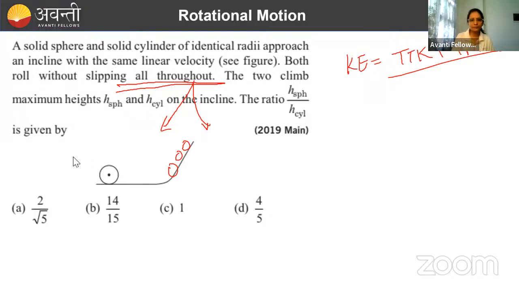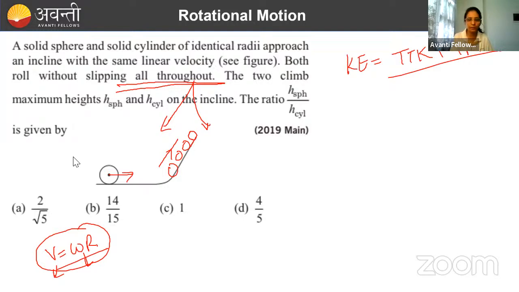Actually, you just need to imagine what will happen. Here it is rolling. What will rolling mean? V will always be equal to omega r. But as it is going up, what will happen? V will decrease, omega will also decrease such that V will always be equal to omega r. V is decreasing, omega is decreasing, both are adjusting themselves. And at maximum height, what will happen? It will completely come to rest. So that is happening here.